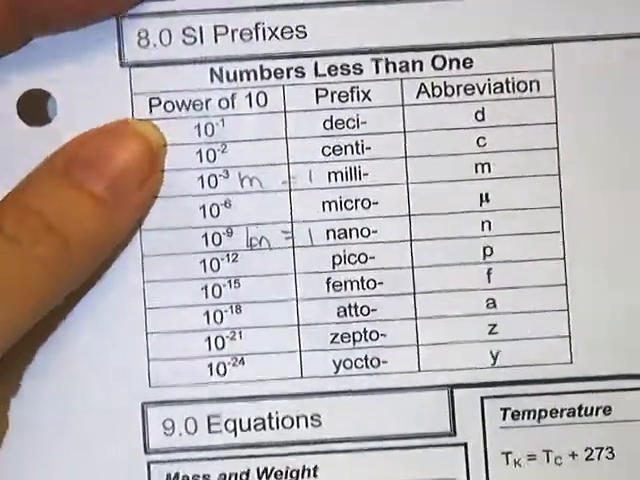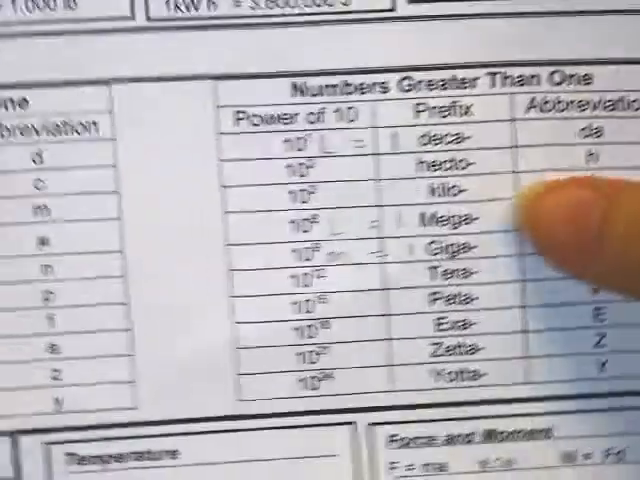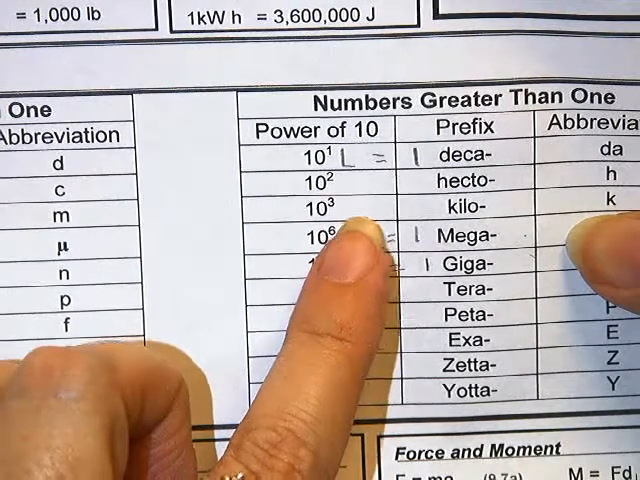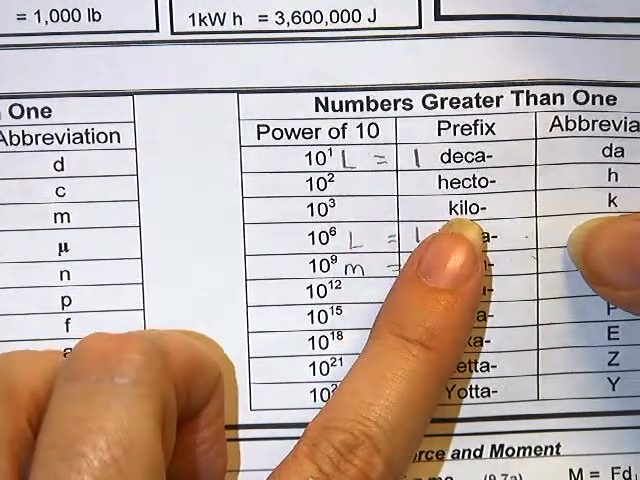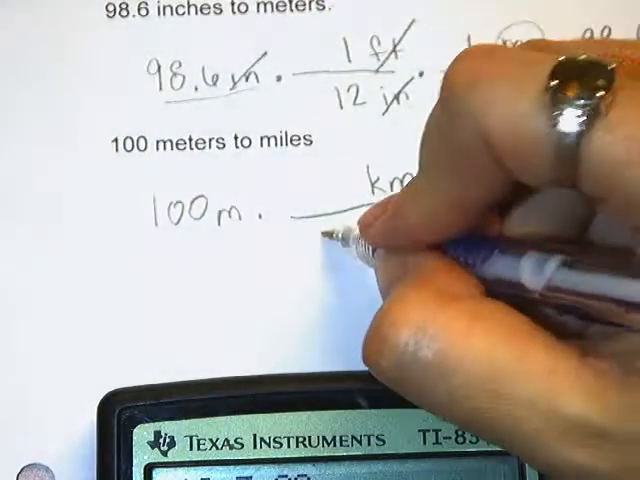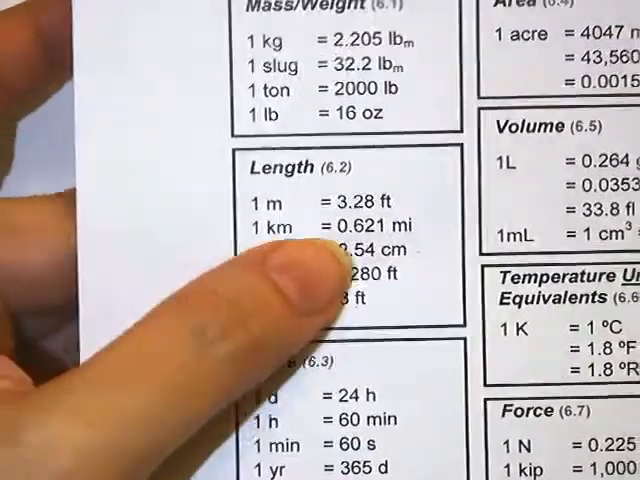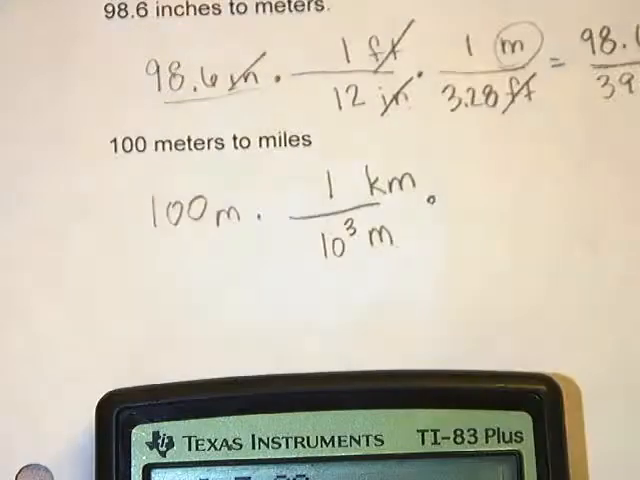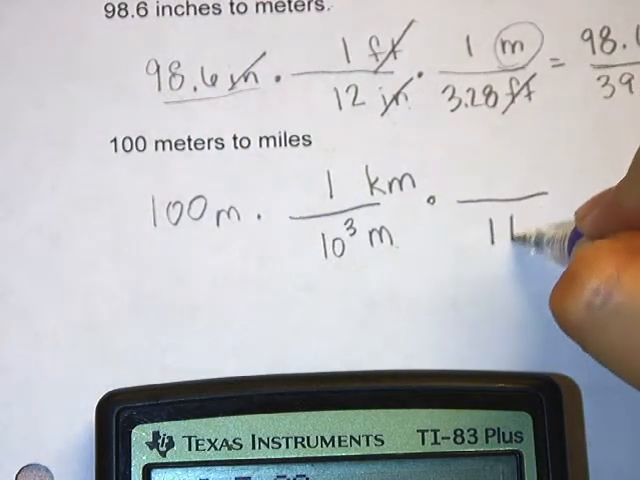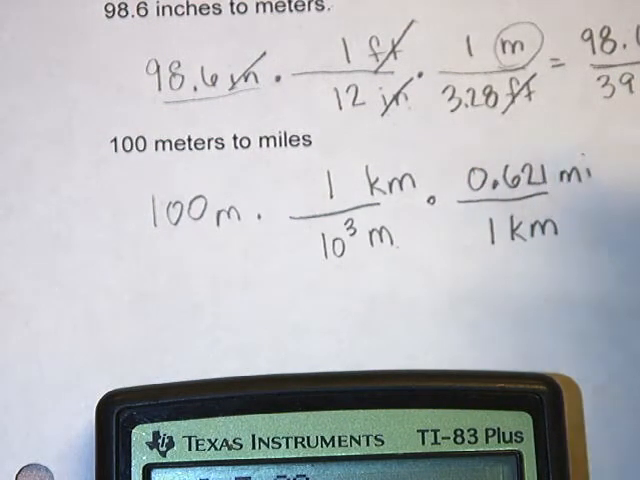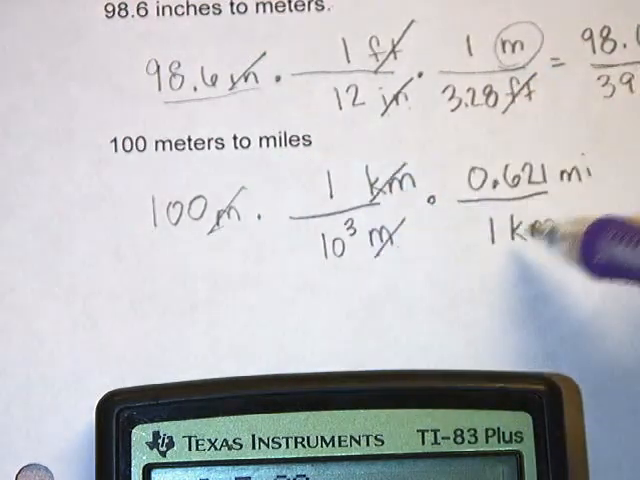So remember, look at your conversion down here. Kilometers is right here. So let's remember how that works. 10 to the third meters equals 1 kilometer. That's how this table works. And I'm going to use my other conversion. 1 kilometer equals 0.621 miles. Check our units. Meters, meters, kilometers, kilometers. Great.